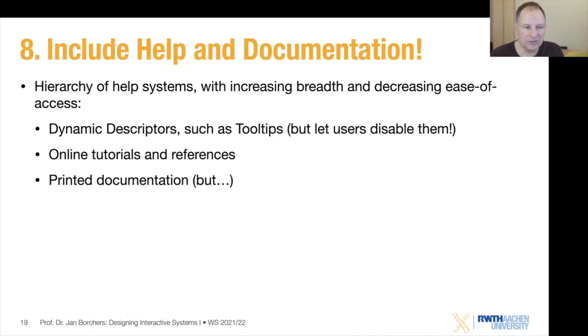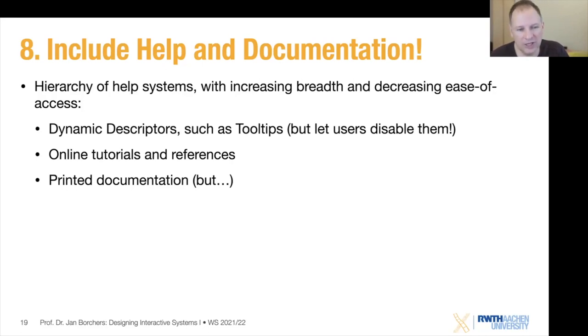And in between, we have online tutorials, references, online help, context-sensitive help. And basically, it's a continuum because on the left-hand side, you've got this very short but immediately available tooltip, and then things get more and more elaborate and more informative and more detailed, but they also become harder to access, right? As you go over towards the online reference or tutorials, videos, printed documentation, et cetera. But all of these make sense, right? They are for different kinds of supporting the user with help and documentation.